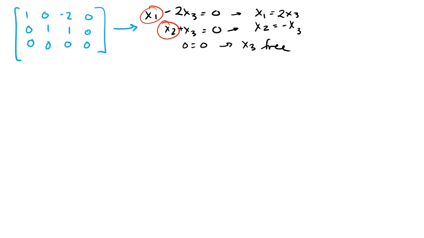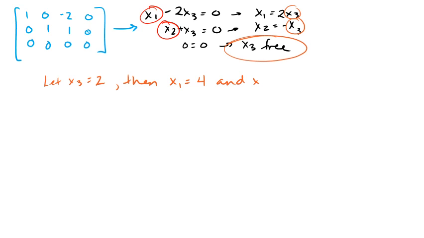So here, once again, what we want to do is pick some value for x3. There were no restrictions given to us, nothing was stated that we need to consider. So let x3 be anything you want. I'm going to say let x3 equal 2. If x3 is 2, then I can plug 2 into these and find that x1 is 4 and x2 is negative 2.